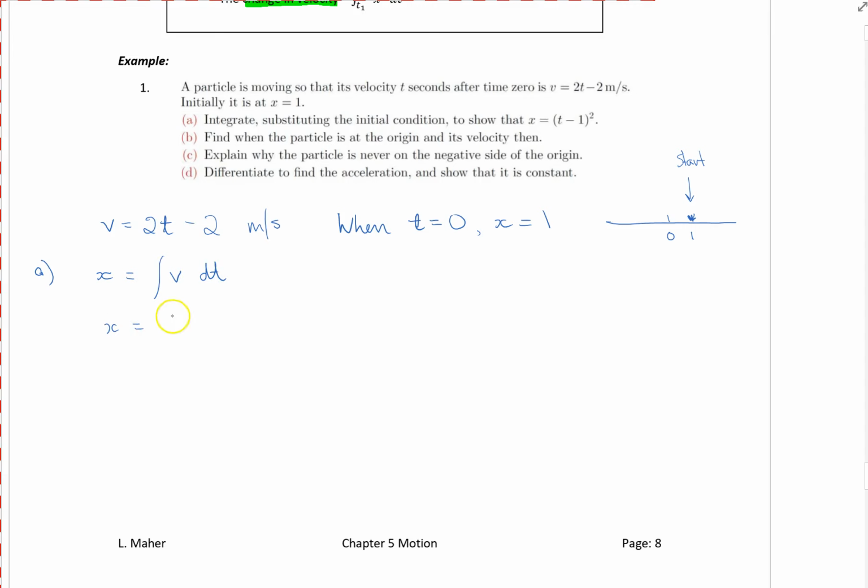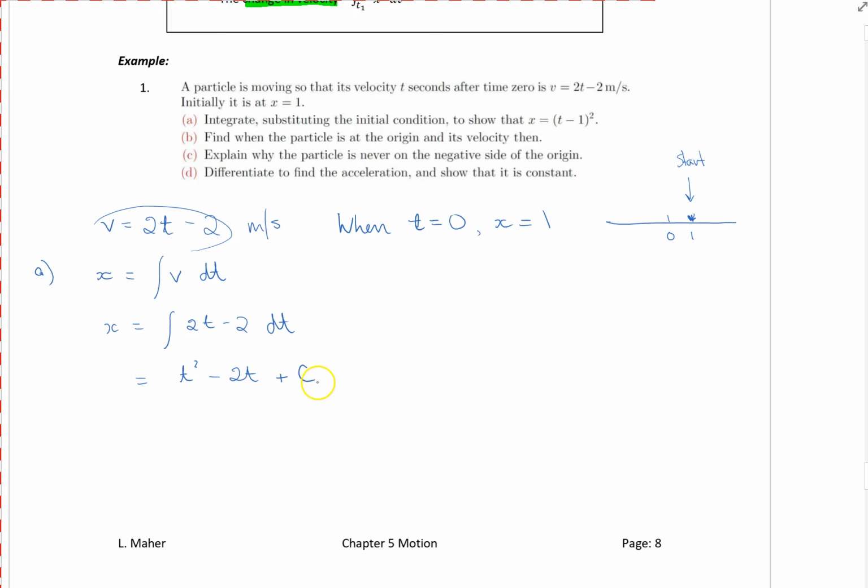So displacement would be the integral of my velocity. I've stated that here, which is 2t minus 2 with respect to time. Now this is an indefinite integral. This question's not asking us about the change in displacement. It's an indefinite integral. So integrating now, we'll get t squared minus 2t plus a constant.